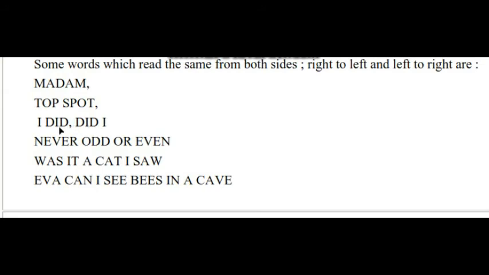I did I. Never odd or even. So from left to right, never odd or even, and right to left, NEVER, ODD, odd, OR, or, EVEN, even. This also reads the same. Was it a cat I saw? This also reads the same from both sides. Eva, can I see bees in a cave? This also reads the same from both sides.